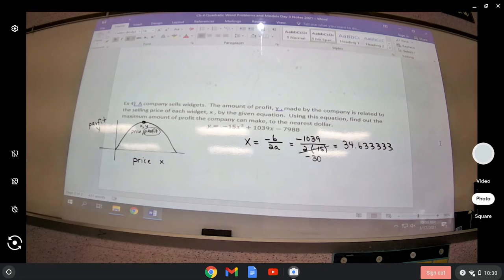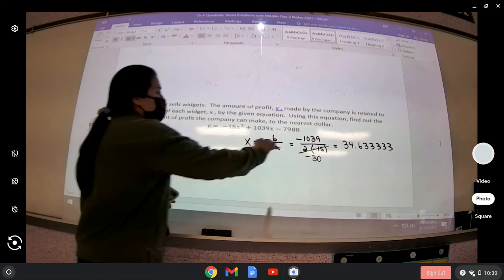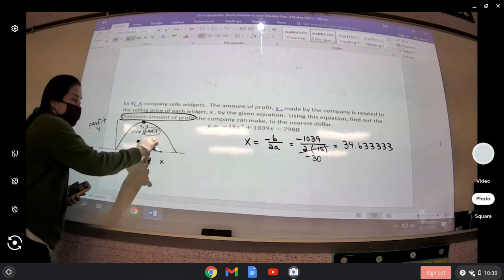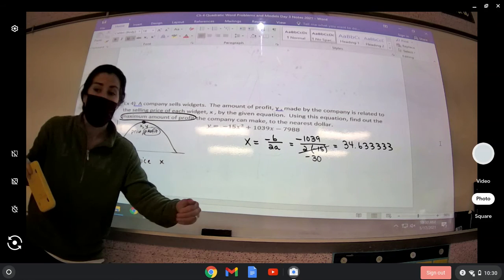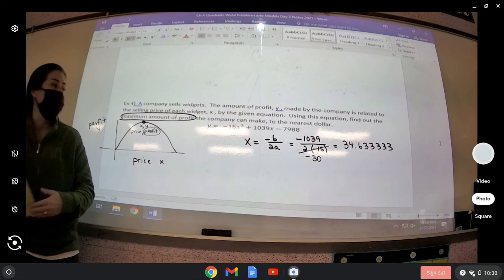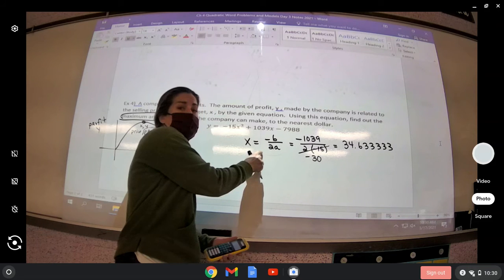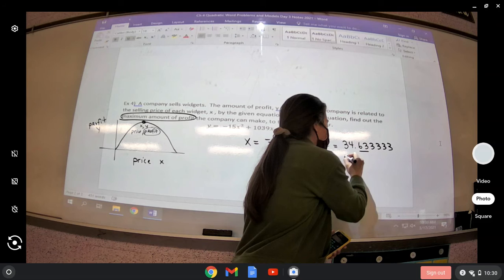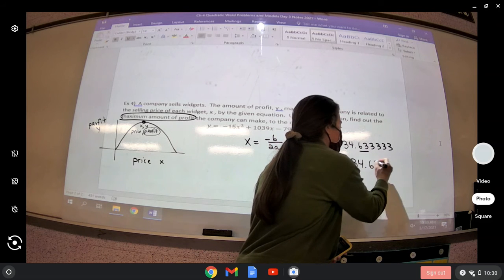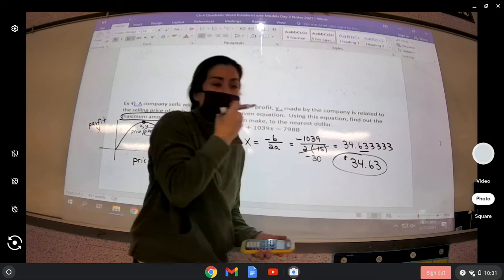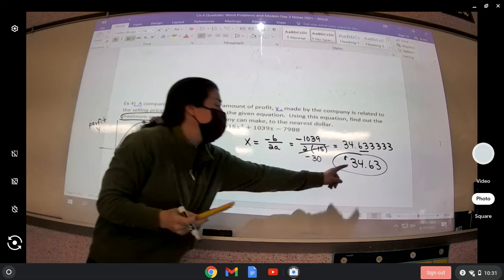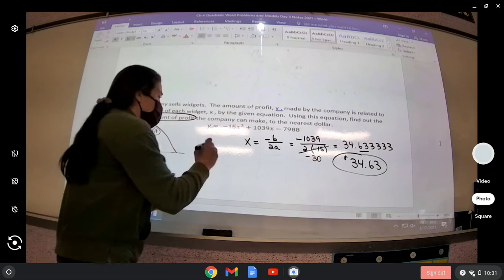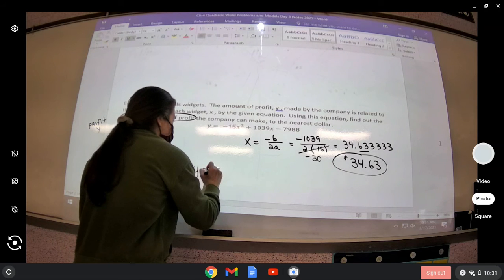All right, guys, just really quick to check in. This problem asked you to find out the maximum amount of profit. So again, it's the y coordinate, but you can't get the y coordinate without getting the x coordinate first. So first you gotta find that perfect price, which I got this. So I rounded it to $34.63. But that's not the answer. Now to get the profit, plug that in for x and see what profit comes out. So let's just do that real quick and we'll compare our answers.